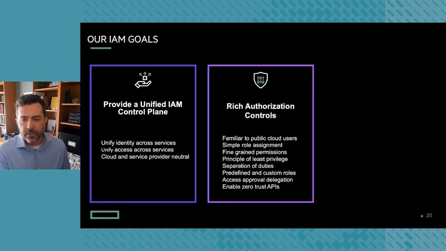Next, we needed to ensure that we have rich authorization controls. We want them to be familiar to public cloud users with simple role assignments based on fine-grained permissions so that we can ensure separation of duties and follow the principle of least privilege. We need to provide predefined roles, but also allow for that customization, all while enabling zero trust APIs.